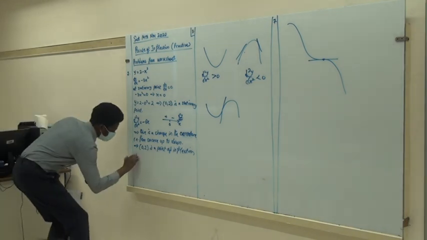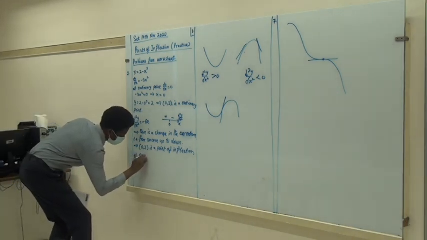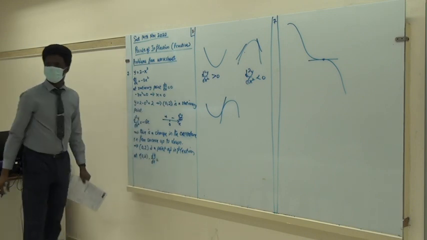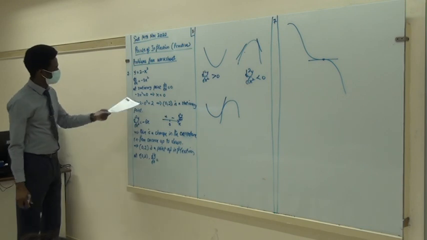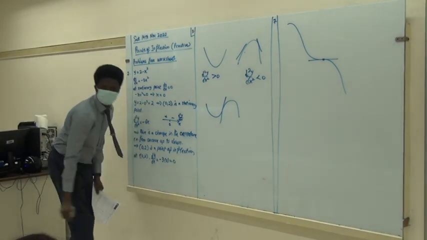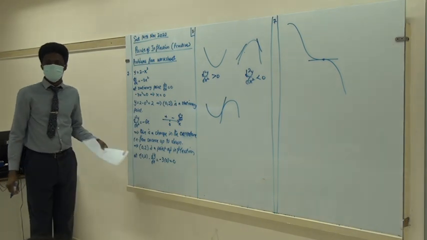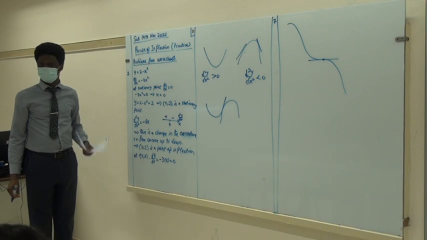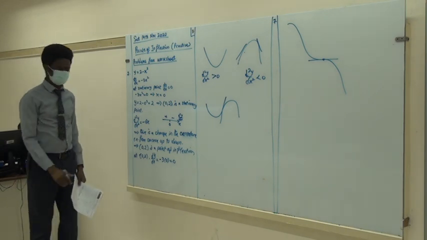So at this point, what happens to the gradient? That's how you know. Okay? What happens to the gradient? The gradient will be 0. So this point is not just a point of inflection. As a matter of fact, it's a stationary point of inflection.